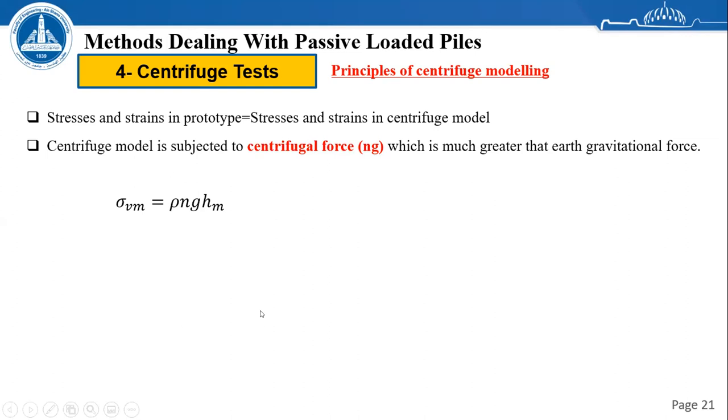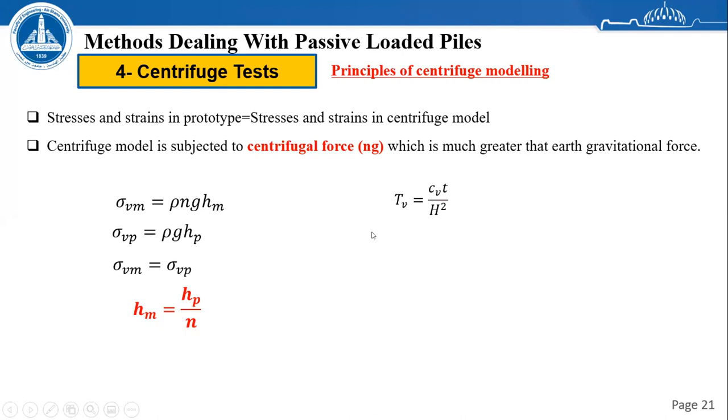Let's suppose that the vertical stress in the model is equal to rho times N g times h of the model. The vertical stress in the prototype is equal to rho g h, the height in the prototype. If the stress in the centrifuge model equals the stress in the prototype, the height in the model will be equal to the height in the prototype divided by N, which is the multiplier applied to the Earth's gravitational force.